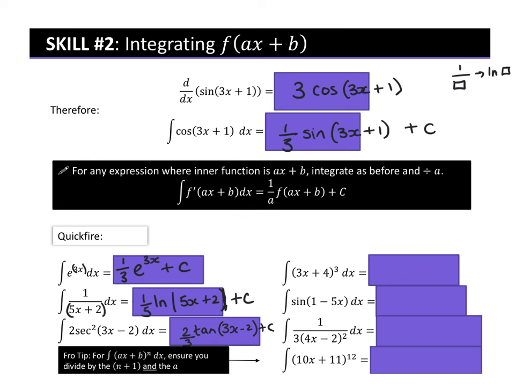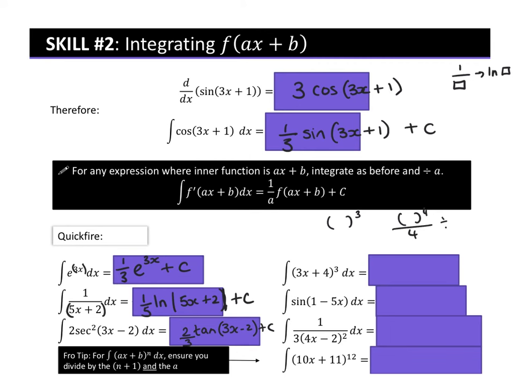For the next one, we have the bracket. Remember, this is cubed, so what would we do? We'd integrate, so this is something cubed, so we'd increase the power by 1, divide by the new power, okay? But don't forget, we're also then going to divide by the differential of the bracket. 3x plus 4 differentiated is 3.